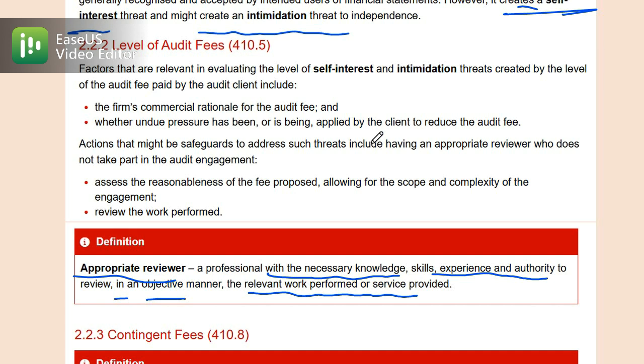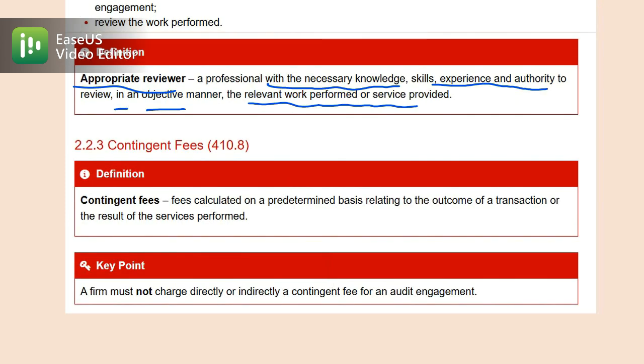Okay. Now let's move on to discuss the contingent fee. These are fees that depend on the outcome of a transaction or the result of services. A contingent fee is calculated on a predetermined basis relating to the outcome of a transaction or the result of the services performed. Clear? For example, we will pay you more if the audit shows a profit, or your fee depends on whether we win this takeover bid.